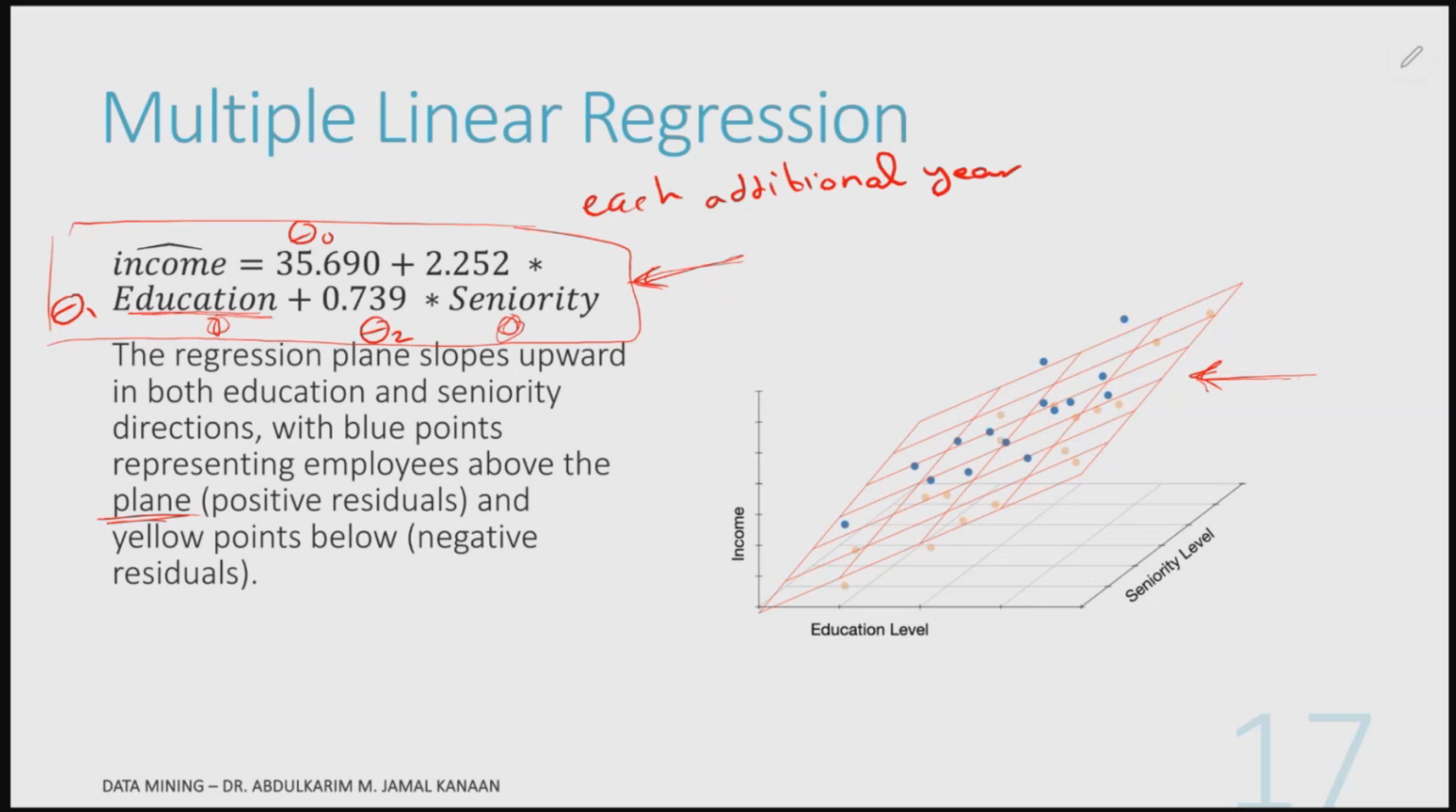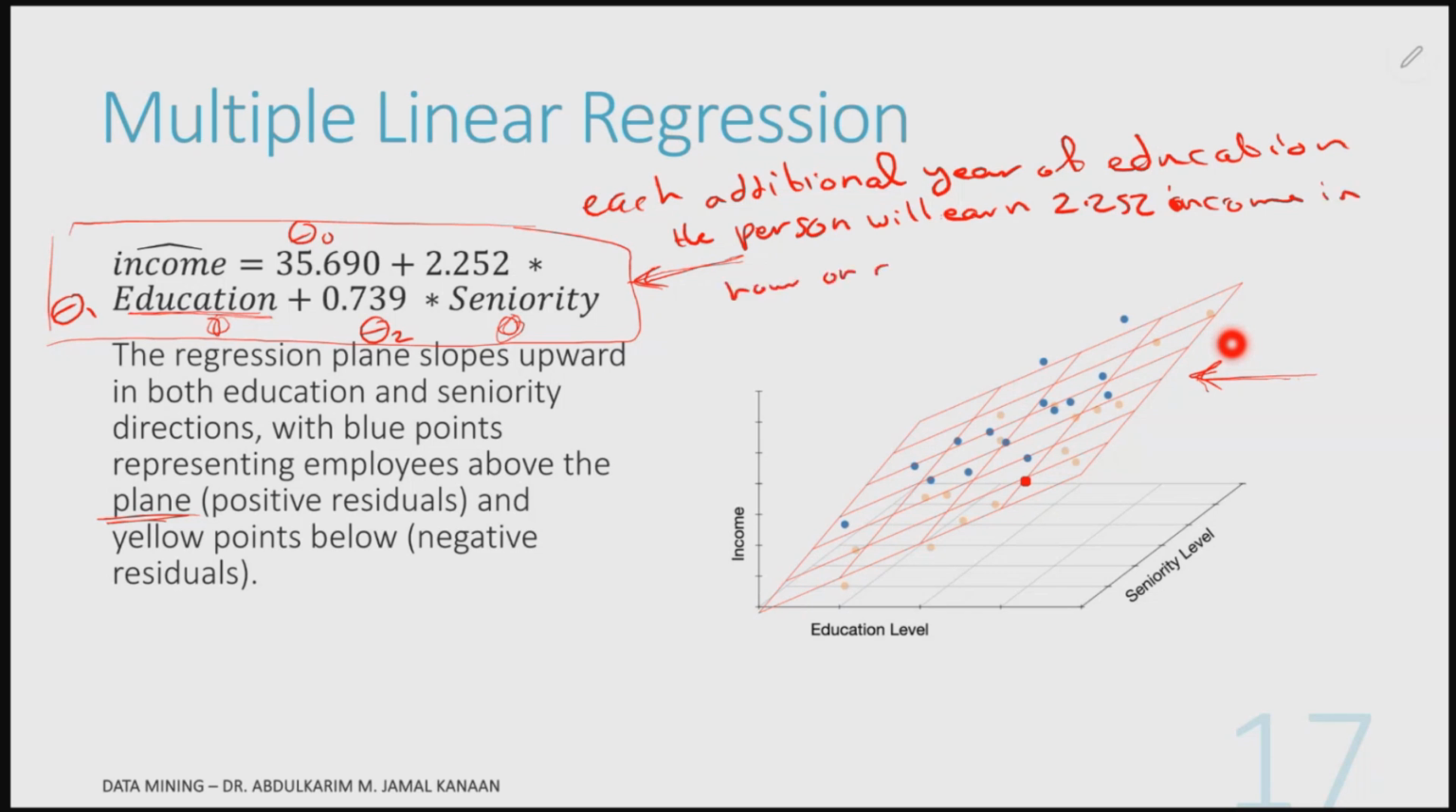For each additional year of education, the person will earn 2.252 more income per hour on average. And same for seniority.